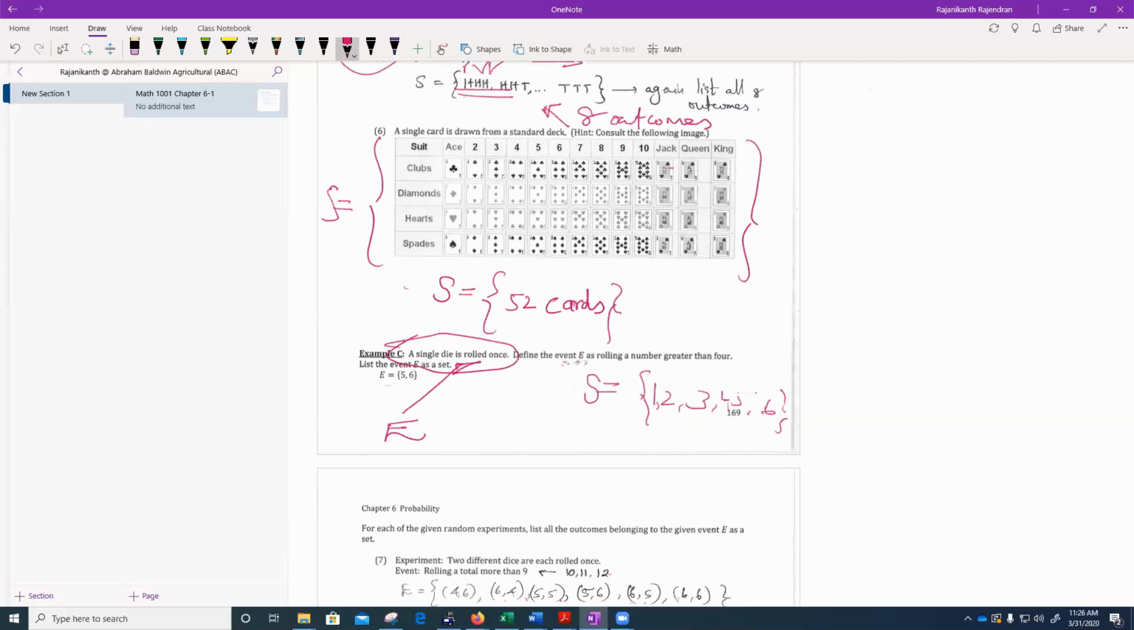Event E is basically you are collecting the answers from these 6 possibilities. Event E is what? Rolling a number. That number should be greater than 4. So if you look at all these possibilities, what are the numbers which are bigger than 4? Of course, 5 and 6. Therefore, my event here is 5 and 6. So basically, you are getting an answer for E from where? From your S, from your sample space. Okay? So my event E is now here 5 and 6.